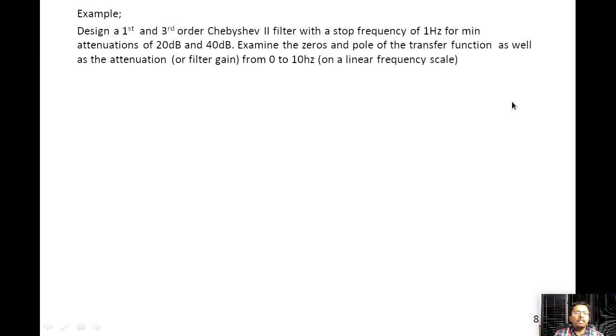So we're going to do the design here. We're going to design a first and a third order Chebyshev 2 filter with a stop frequency of 1 Hz with a minimum attenuation of 20 at 40 dB. And then we're going to examine the zeros and poles. So I'm going to again pull up MATLAB, and we will copy this and then do the same thing that we did before.